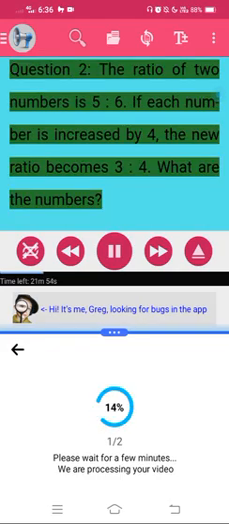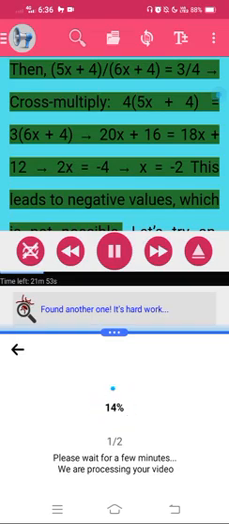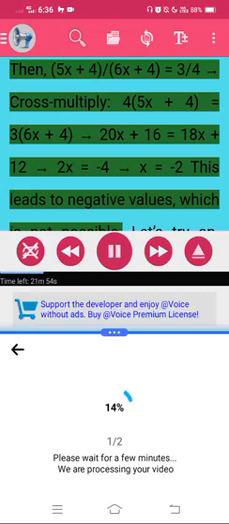Question 2. The ratio of two numbers is 5:6. If each number is increased by 4, the new ratio becomes 3:4. What are the numbers? Solution. Let the numbers be 5x and 6x. Then (5x + 4)/(6x + 4) = 3/4. Cross multiply: 4(5x + 4) = 3(6x + 4), so 20x + 16 = 18x + 12, so 2x = -4, so x = -2.